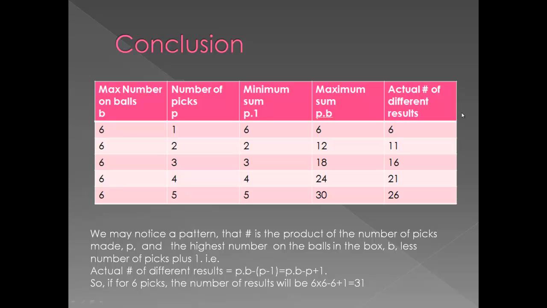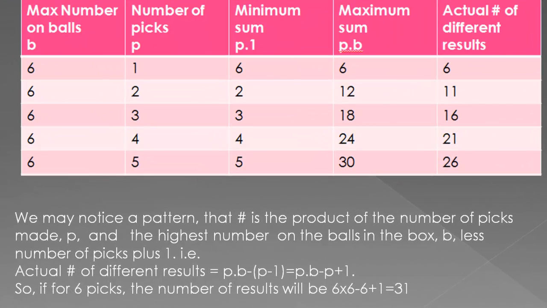So we can notice a pattern that the hash, or the actual number of different results, is a product of the number of picks made, P, and the highest number on the balls in the box, B, less the number of picks plus 1. That is to say, the number of different results equals P times B minus P plus 1. So for 6 picks the number of results will be 6 times 6 minus 6 plus 1, which is 31.